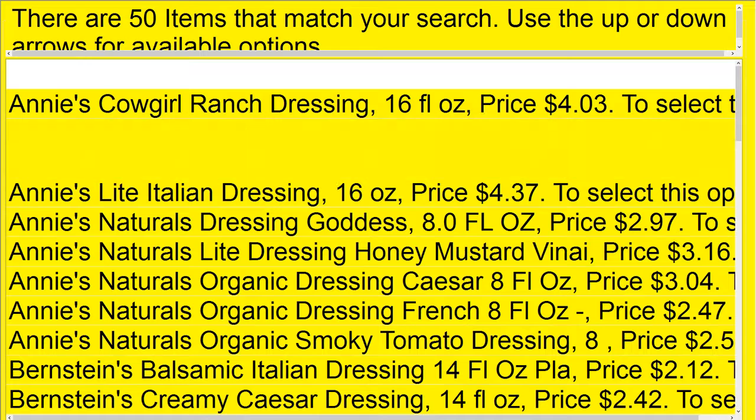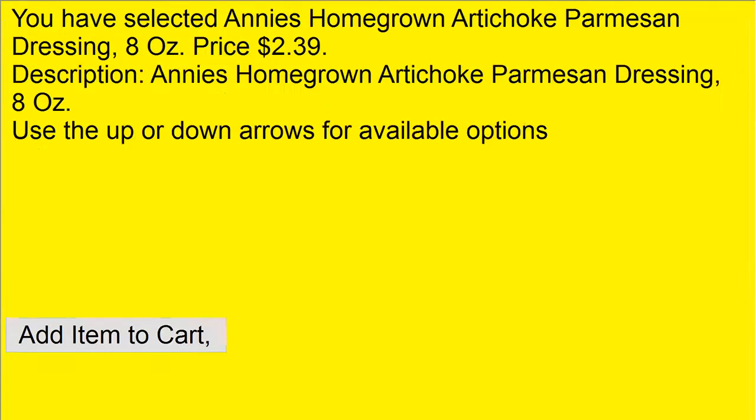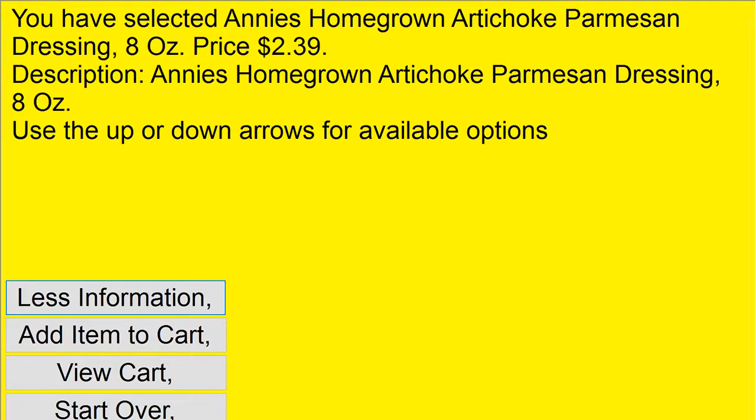So we're going to go ahead and hit the enter key for Annie's Homegrown Artichoke Parmesan Dressing, size 8 ounces, price $2.39. I have 4 options on the left hand side at the bottom: more information, add the item to my cart, view my cart, or start over. If I'd like more information, it's already defaulted to that choice. I hit enter and I can go ahead and have more information.